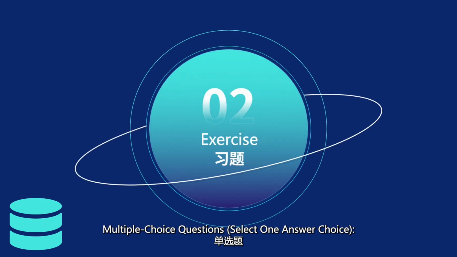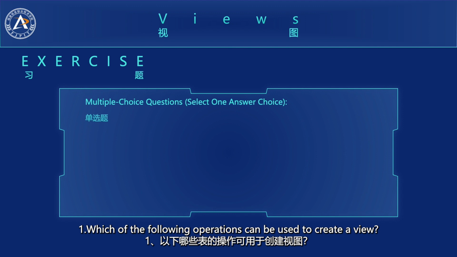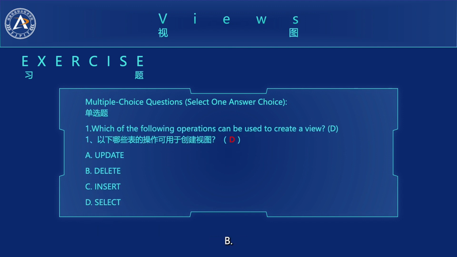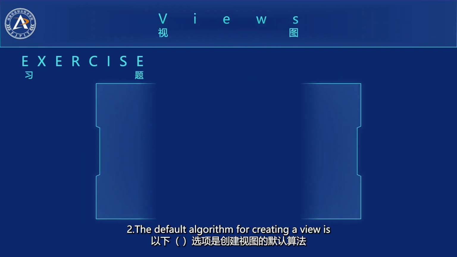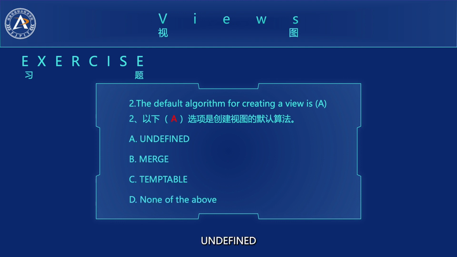Multiple choice questions, select one answer choice. First, which of the following operations can be used to create a view? A. Update. B. Delete. C. Insert. D. Select. Second, the default algorithm for creating a view is A. Undefined. B. Merge. C. Temptable. D. None of the above.